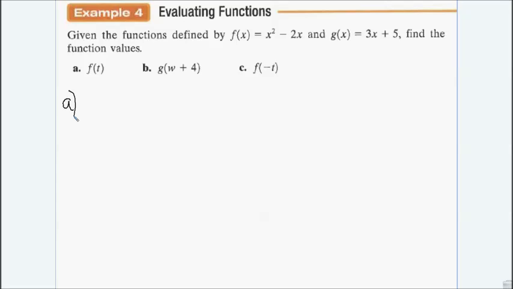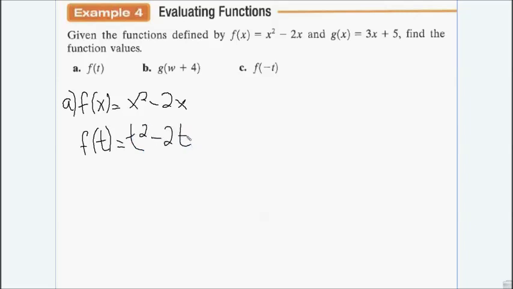But I have two functions now. I have f of x and g of x. Okay, so for a, they want me to do f of t, so I'm going to use f of x. And that is x squared minus 2x. But because they want f of t, I take out x and I put t in. And I can't simplify, so that one's done.